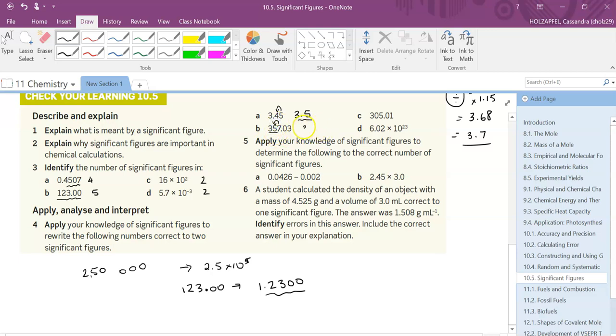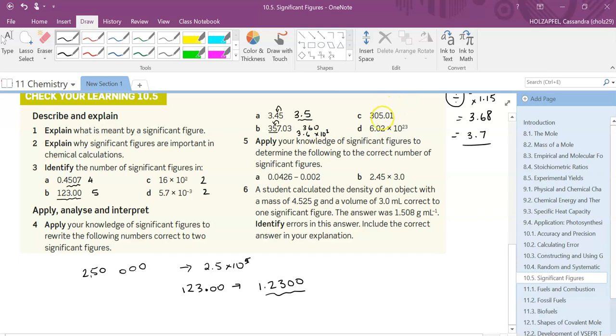So this is going to be 360. Or in other words, I could write this as 3.6 times 10 to the power of 2. So that would be the number of significant figures because this 0 is now just being used as a placeholder.